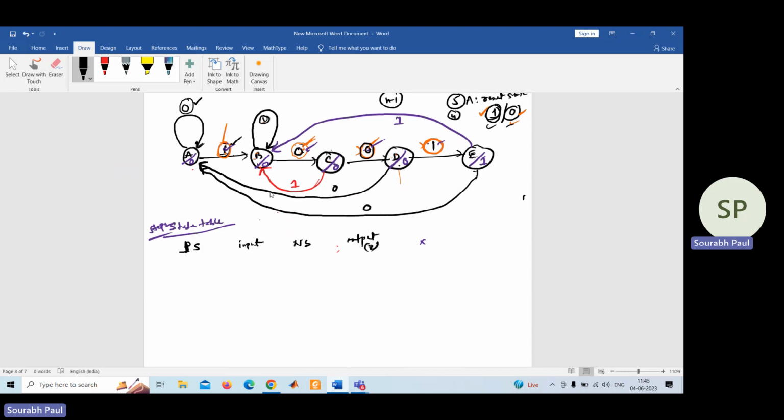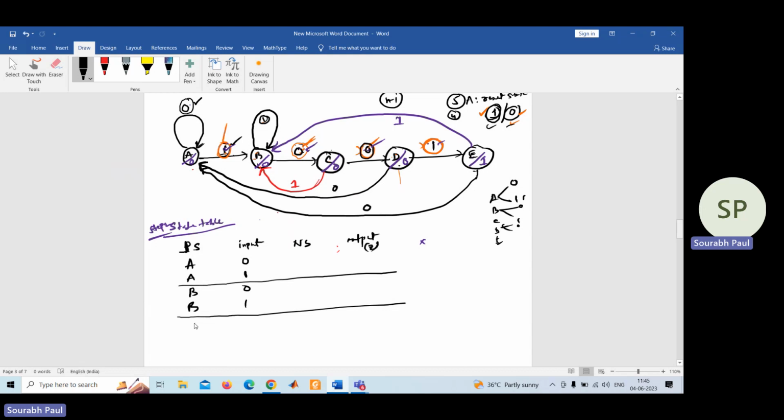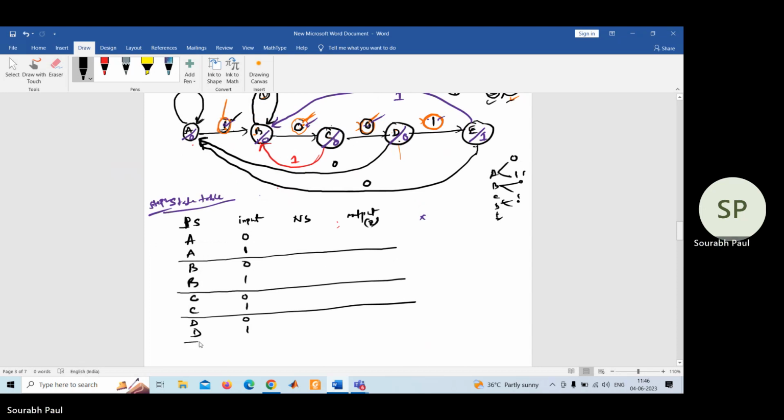Okay. Now, present state, what states are there in this state diagram? 5 states. These are A, B, C, D, E. And for each state we have considered 2 input combinations. It can be 0, it can be 1, it can be 0, it can be 1, and so on. So the same thing you need to follow for each state. So you need to write this. A we have considered 2 times. One time we consider input of 0, and one time input of 1. For B also the same thing, input of 0, input of 1. Same thing you need to follow for C: 0, 1. And for D also, 0, 1, and after that, E. Here also, you need to consider 0, 1.